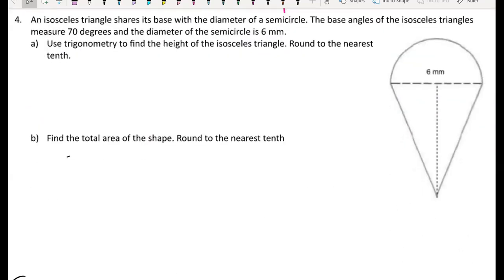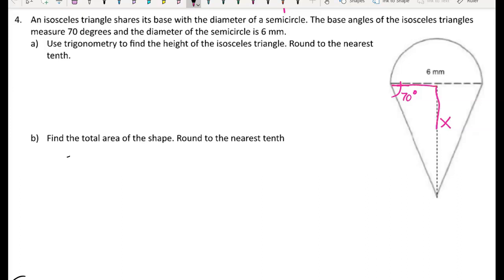Number 4. An isosceles triangle shares its base with the diameter of a semicircle. The base angles of the isosceles triangle measure 70 degrees, and the diameter of the semicircle is 6 millimeters. Use trigonometry to find the height of the isosceles triangle. Round to the nearest tenth.